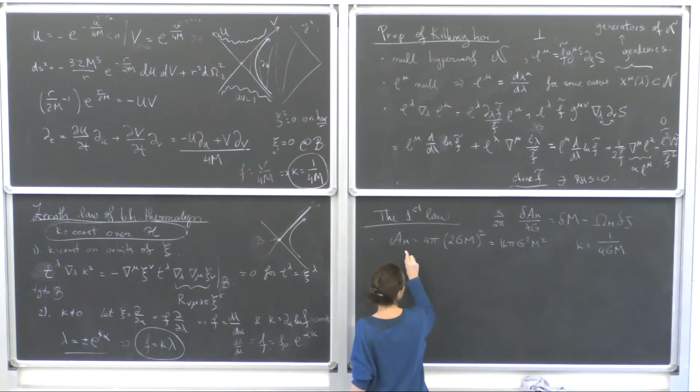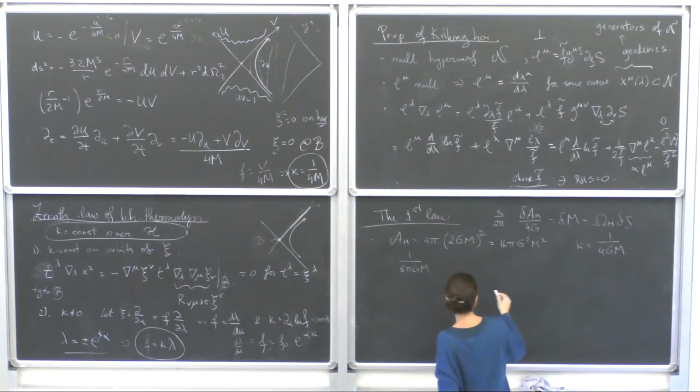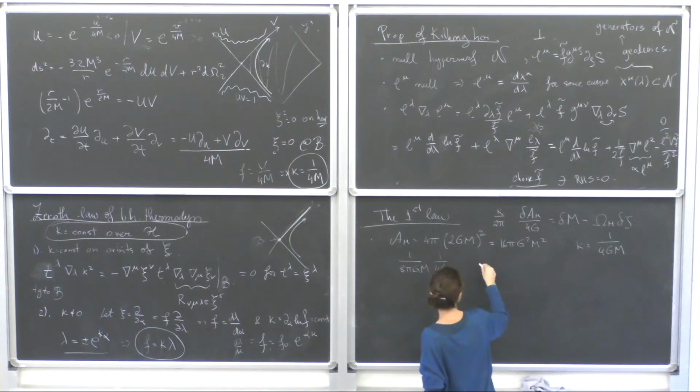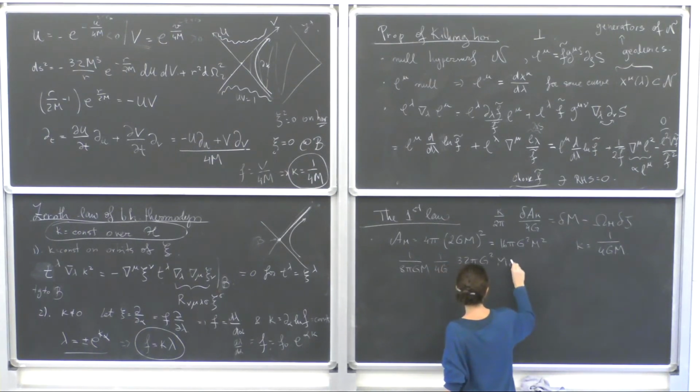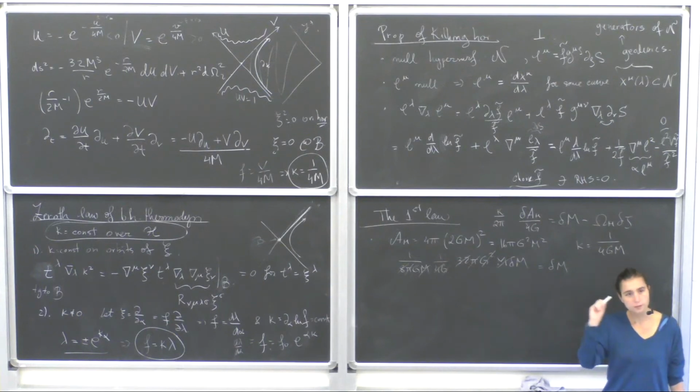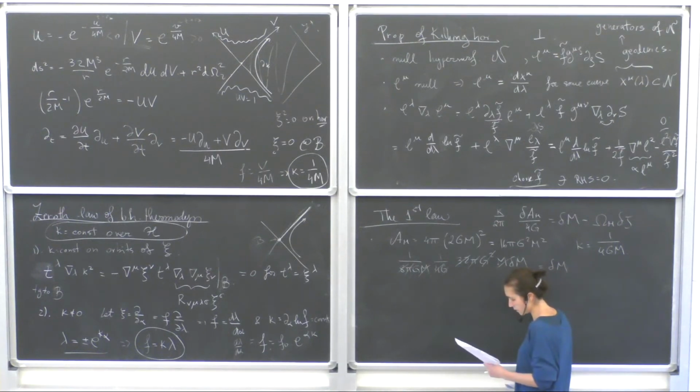1 over 8 pi GM times 1 over 4G. So this is k over 2 pi times 1 over 4G times delta A, which is 32 pi G squared M delta M. The G's cancel, the pi's cancel, 8 times 4 is 32, and the M cancels, so you just get delta M. So even the factors worked out. Okay, very good. So that's the Schwarzschild black hole. That's very simple.